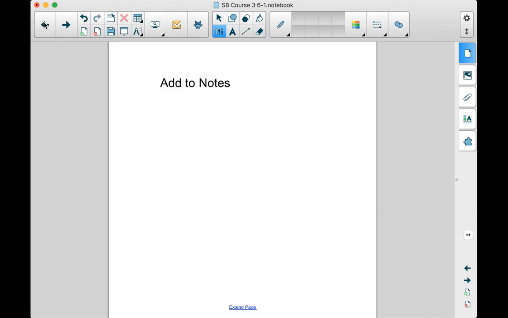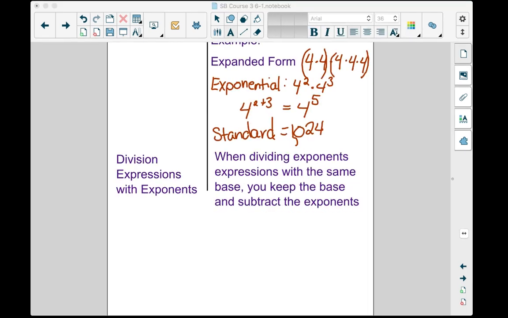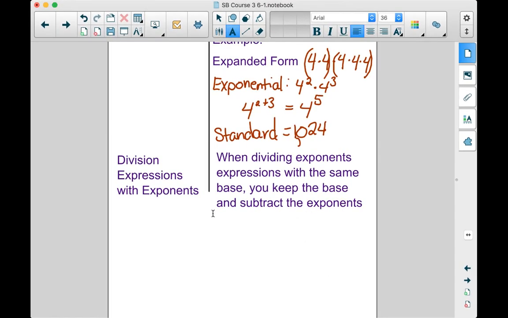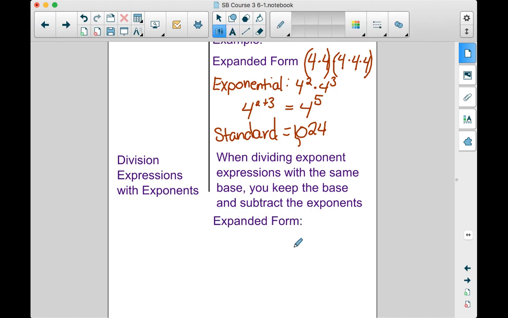So now I want us to go ahead and add that to our notes. In your notes, you should add that when dividing exponent expressions with the same base, you keep the base and subtract the exponents. So we're going to go ahead and give ourselves an example. This example, once again, we're going to start with expanded form.